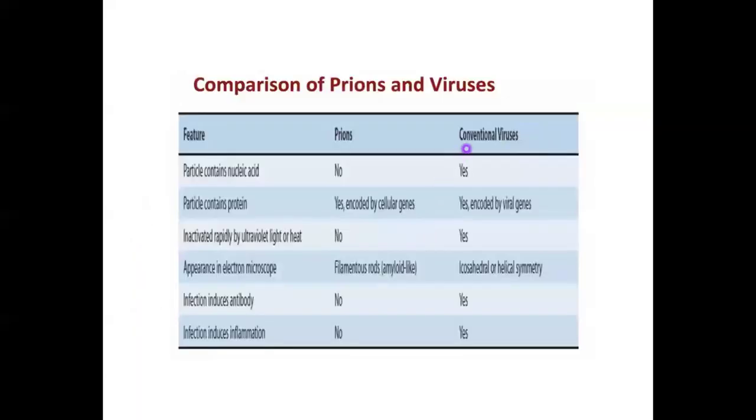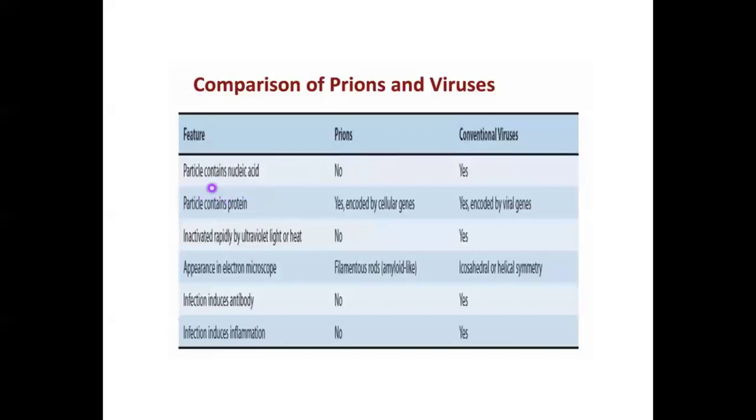So I don't know if you've heard the word prions. Prions are not our ordinary viruses. This is a table showing the difference. First, particle containing nucleic acid. When we say nucleic acid, we mean is it either DNA or RNA? For prions, they don't have any of those. But for the conventional viruses, for example, HIV, we know it's RNA. Hepatitis B, we know it's a DNA virus, like all those viruses. So prions do not contain that.